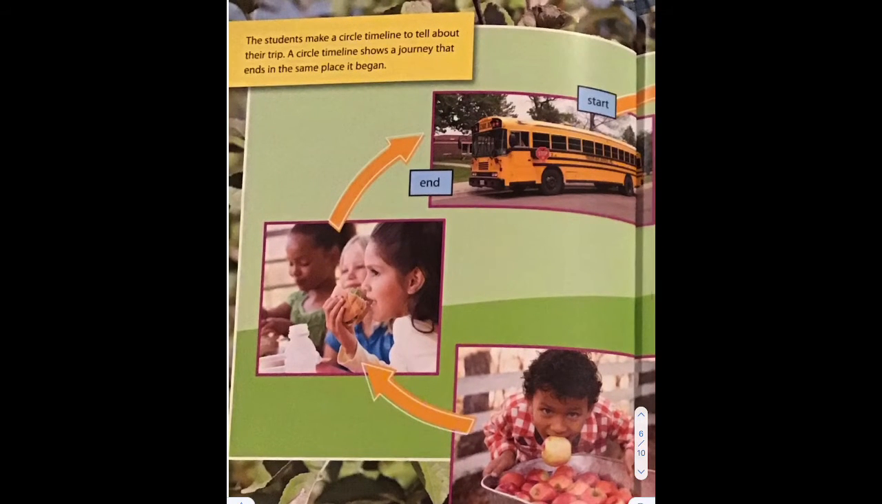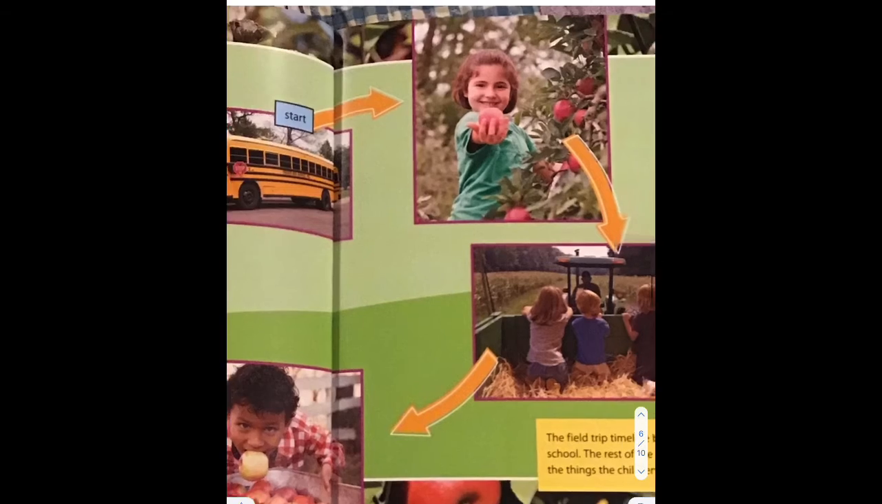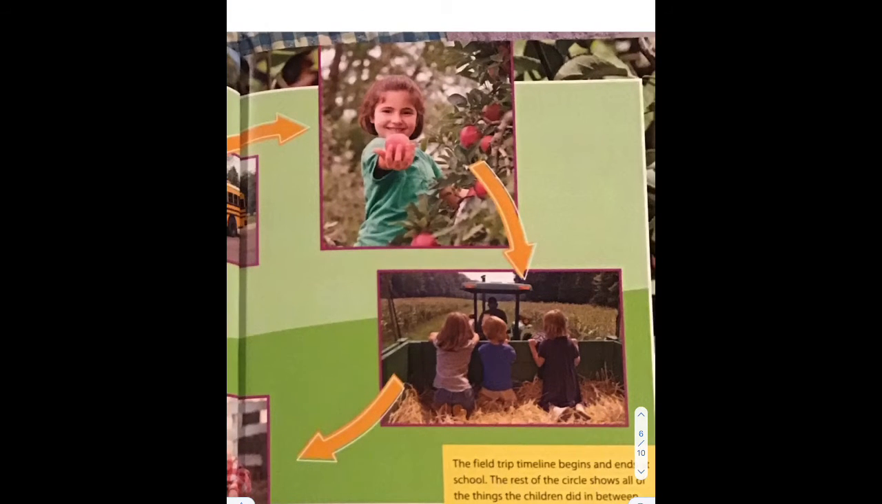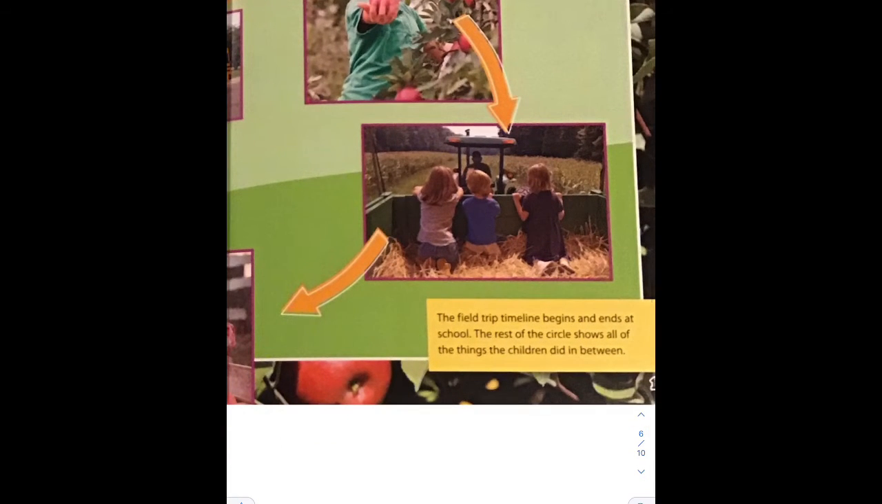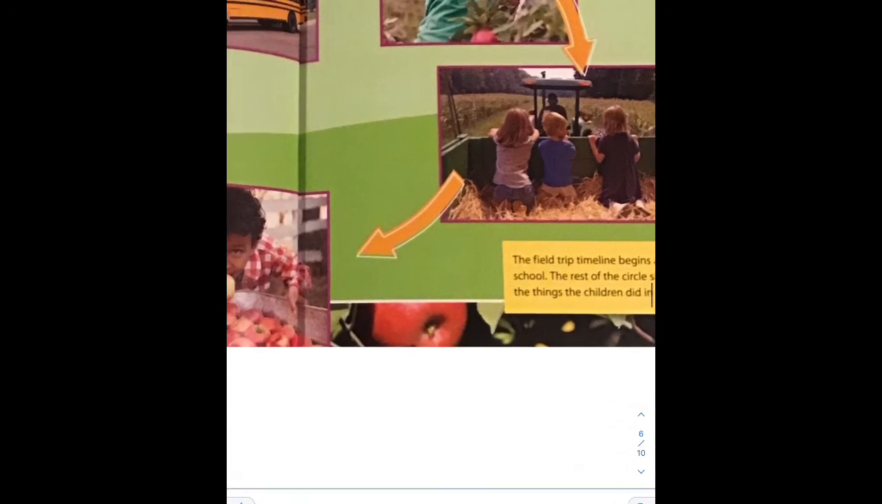The students make a circle timeline to tell about their trip. A circle timeline shows a journey that ends in the same place it began. Start, see the bus. Then they go to the orchard, they have their hay ride. The field trip timeline begins and ends at school. The rest of the circle shows all the things the children did in between. Bobbing for apples, eat, and then they end back up at school.